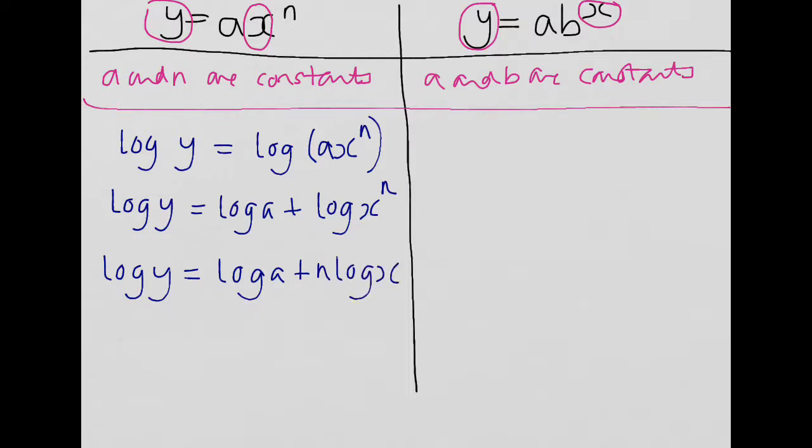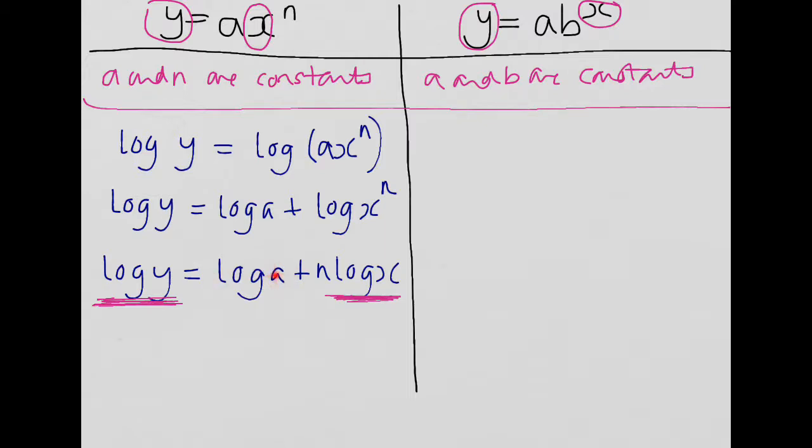Now this bit here varies, and this bit here varies. So x is going to have different values, so log x will have different values. y will have different values, so log y will have different values. But log a, as a is a constant, is always the same value.